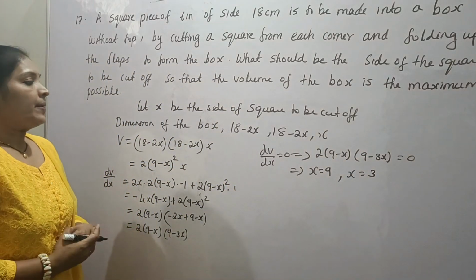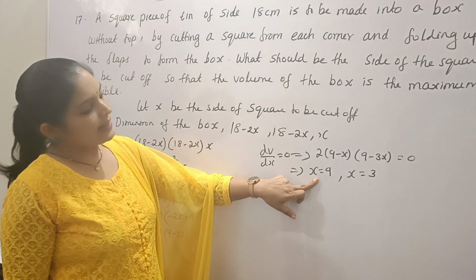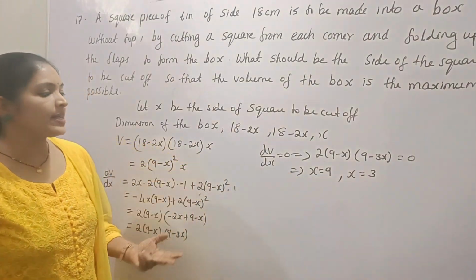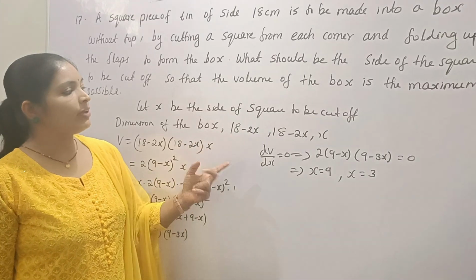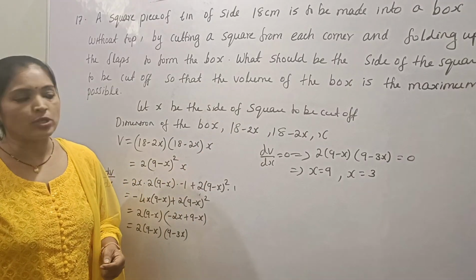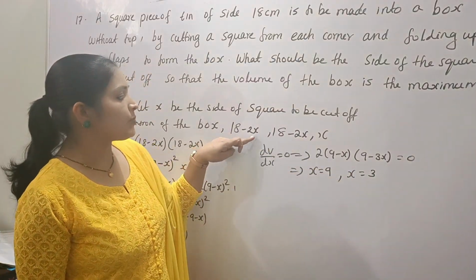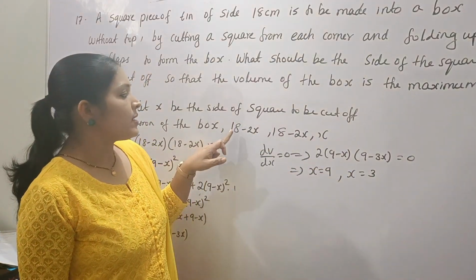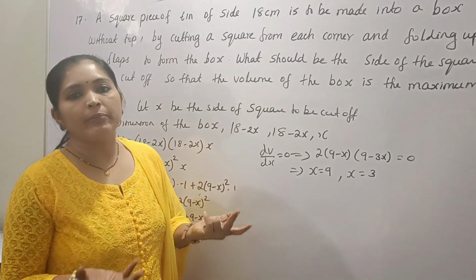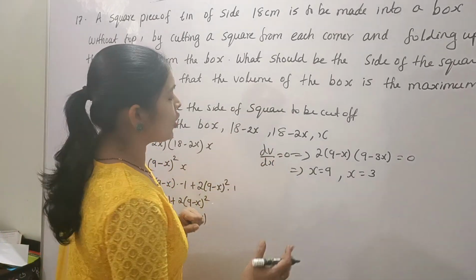Then here, see x is equal to 9. See, when x is equal to 9, what will our side be? It will be 0, right? So it's not possible. x is equal to 9 is not possible. So let's take x is equal to 3. Because just to substitute, if x is equal to 9, so 18 minus 18, then the side will be 0, right? So here it is not possible, right? So x is equal to 9 is not possible.